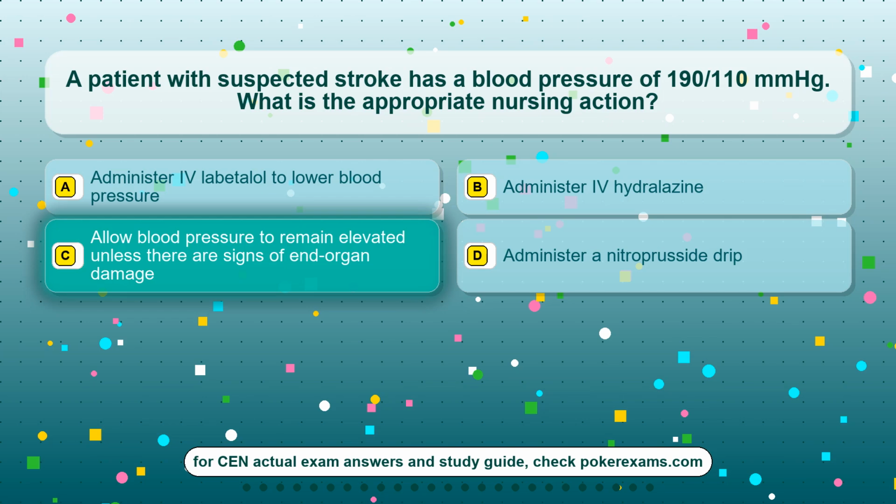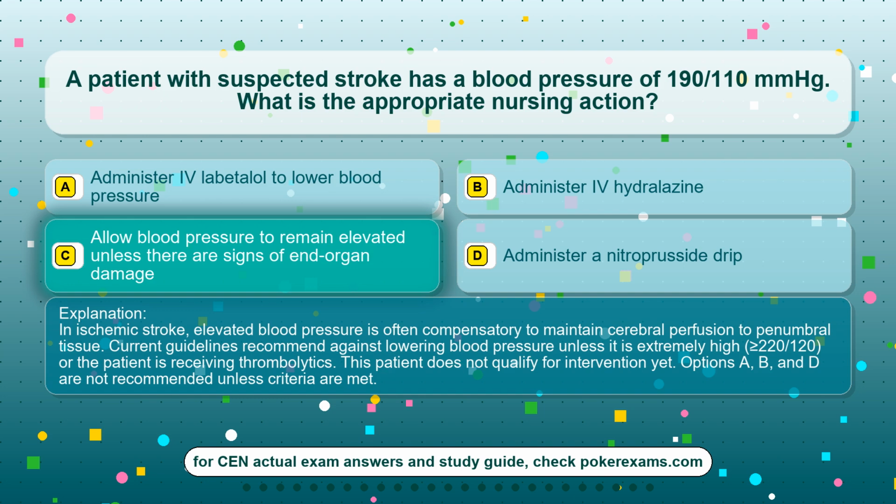The correct answer is option C, allow blood pressure to remain elevated unless there are signs of end-organ damage. In ischemic stroke, elevated blood pressure is often compensatory to maintain cerebral perfusion to penumbral tissue. Current guidelines recommend against lowering blood pressure unless it is extremely high, greater than or equal to 220/120, or the patient is receiving thrombolytics. This patient does not qualify for intervention yet. Options A, B, and D are not recommended unless criteria are met.